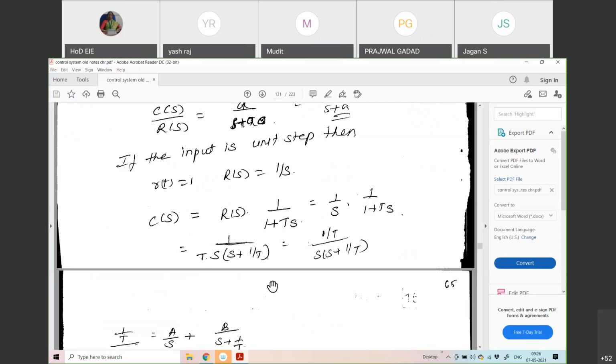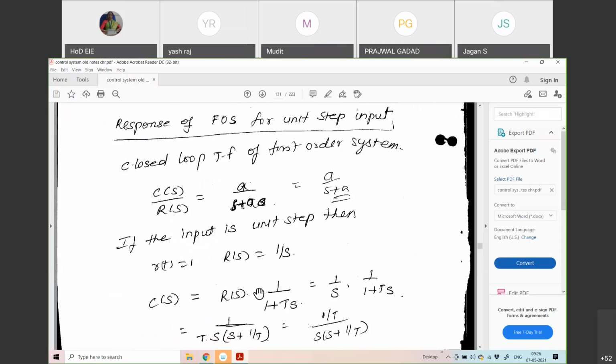Can you see the screen? R of T, R of S is equal to 1 by S, something. Can you see that? Yes, ma'am. Yeah, thank you.